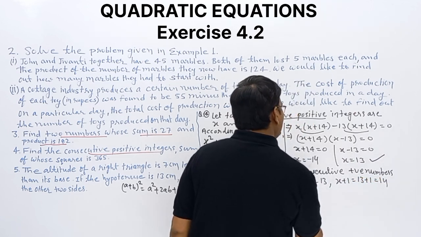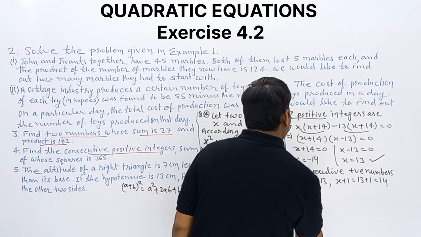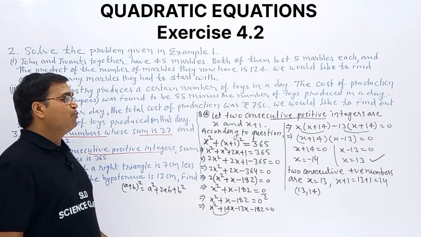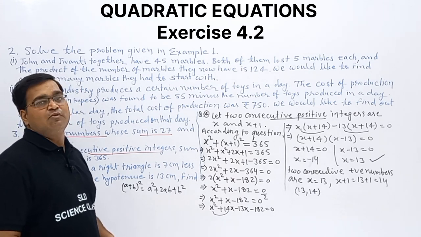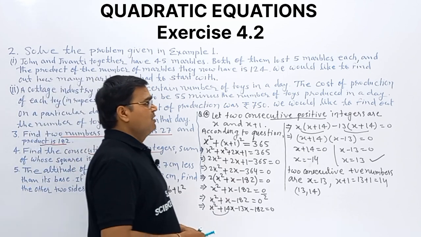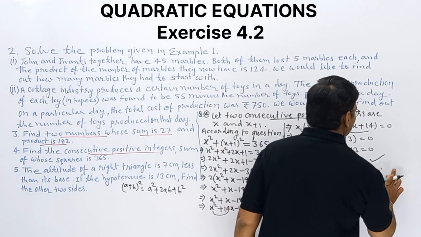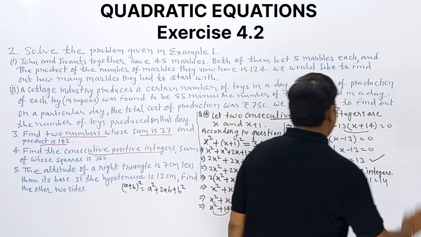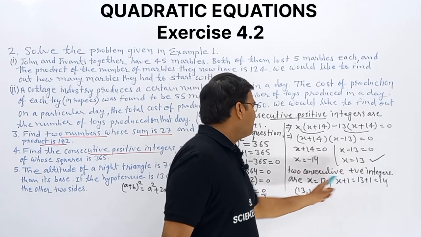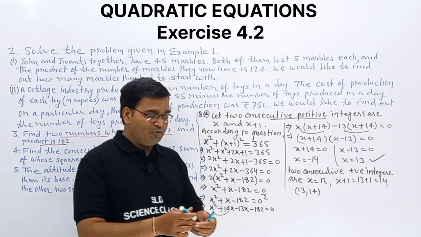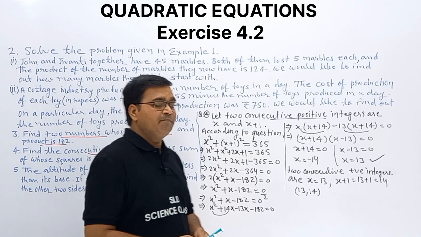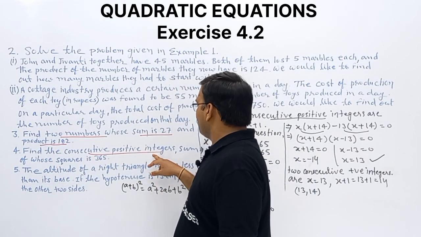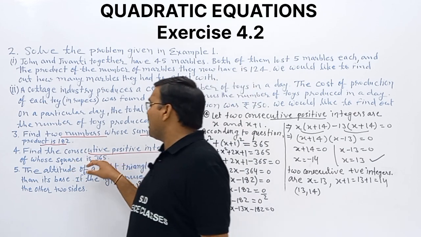So what we are getting? 13 and 14. Two consecutive positive numbers, two consecutive positive integers will be 13 and 14. Observe, again I am revising what we are doing in this problem. Find the consecutive positive integers, sum of whose square will be this one.